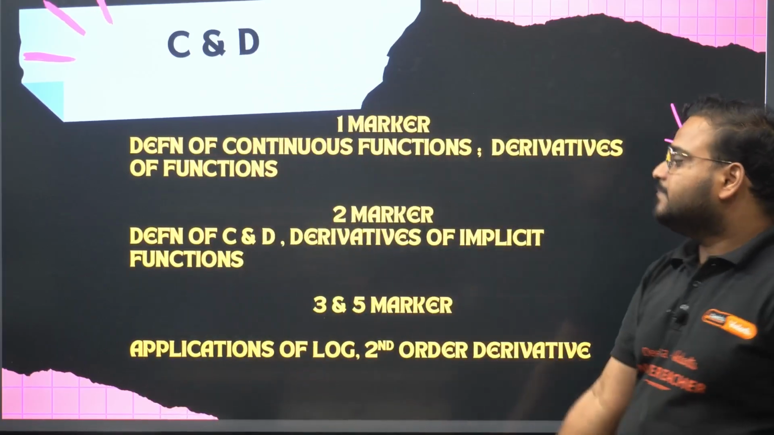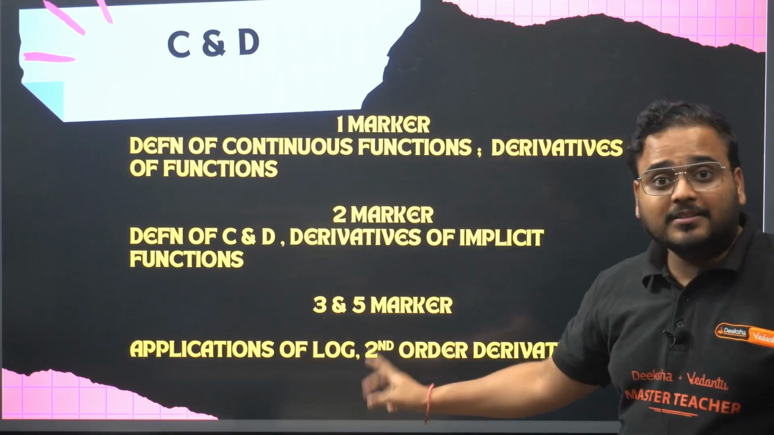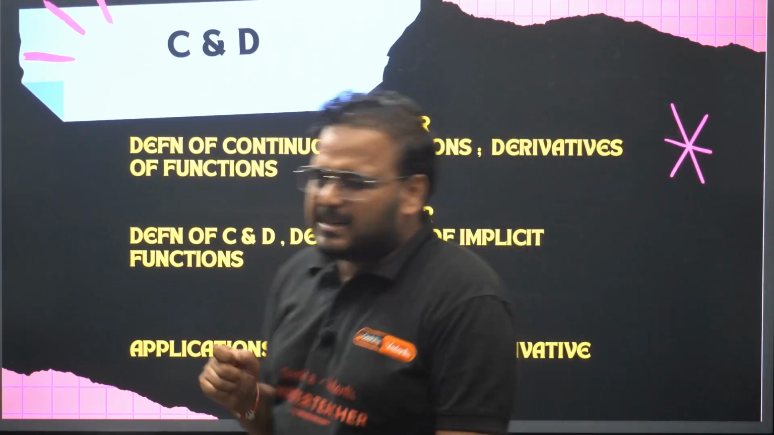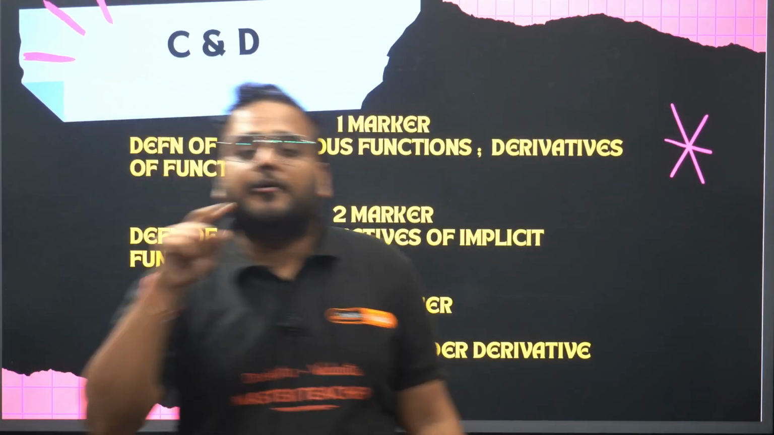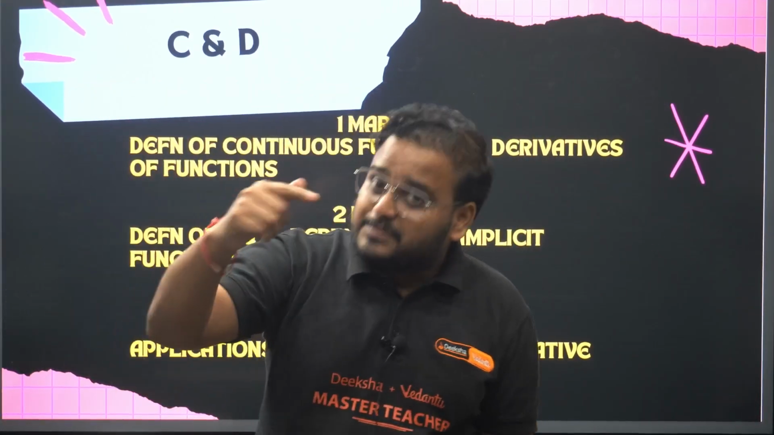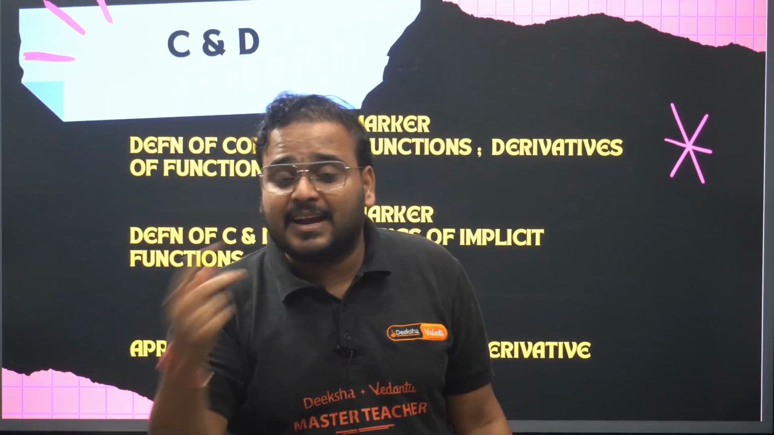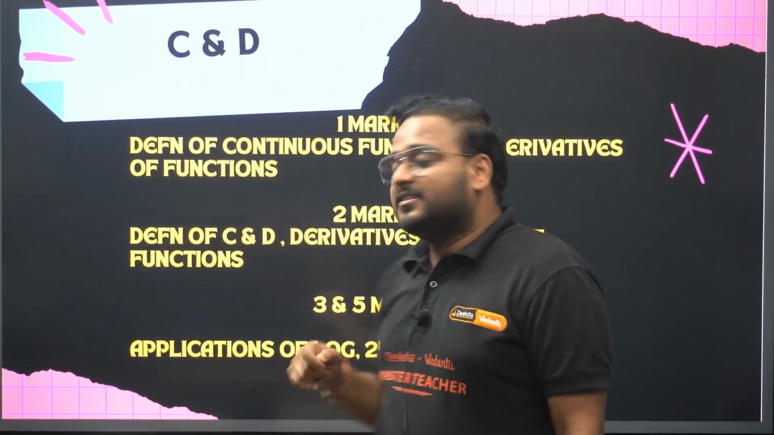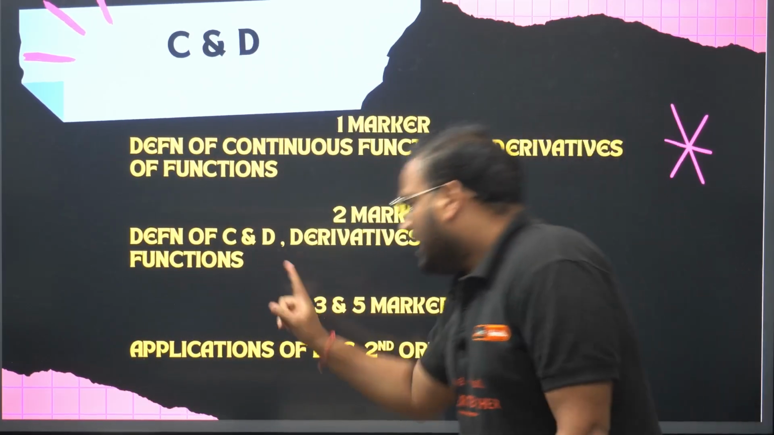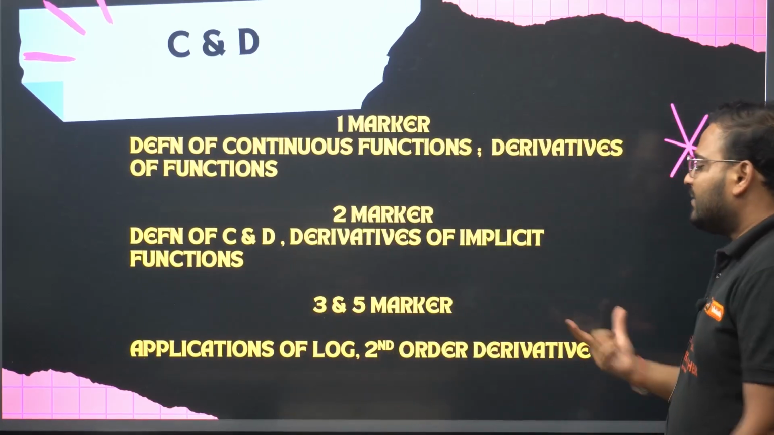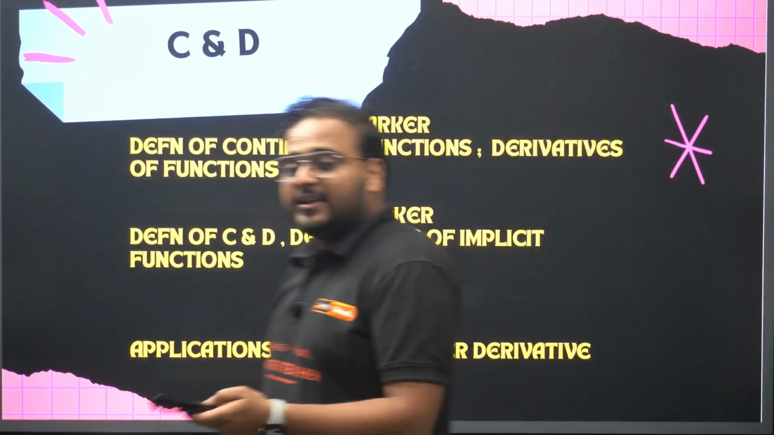In 3 and 5 marker, application of log. These questions are very, very important, sometimes challenging as well. Remember, when you have a product form or exponential form given, you apply log on both sides, then differentiate and get the result. I'm talking about those questions. Application of log and second order derivative can be asked in the 3 and 5 marker category.